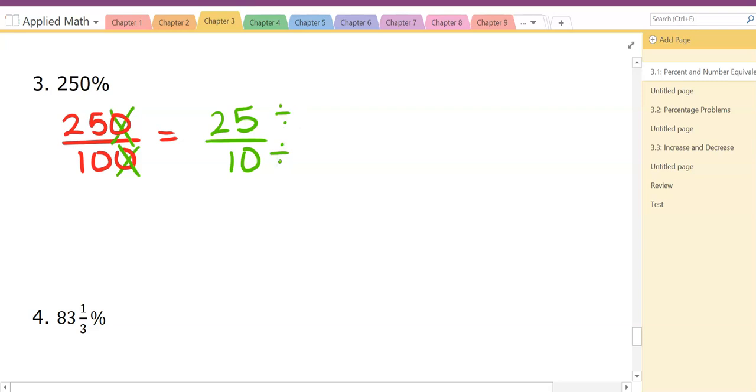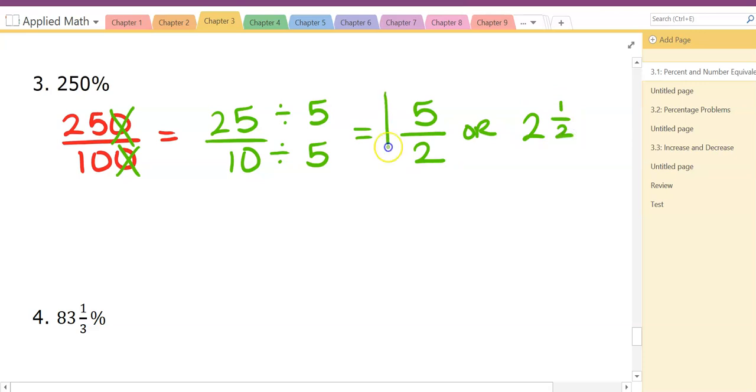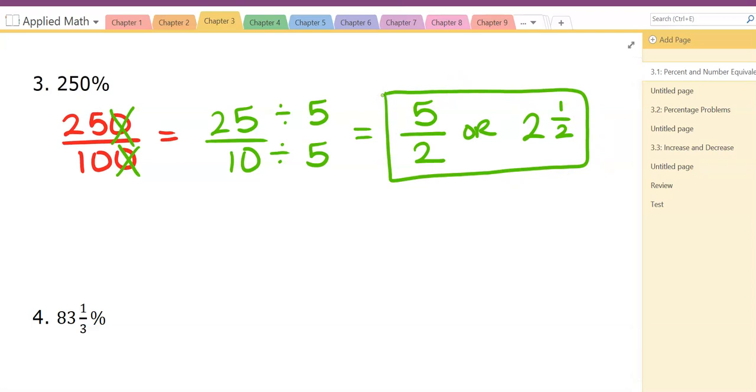Was that half or 5? So we get 5/2 or 2.5. I'm okay if you leave it improper, but if you like mixed numbers better, give me a mixed number. I don't care. Why don't you guys try the last two, 4 and 5.